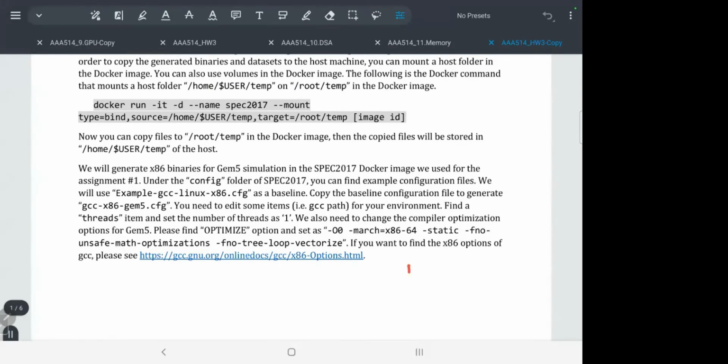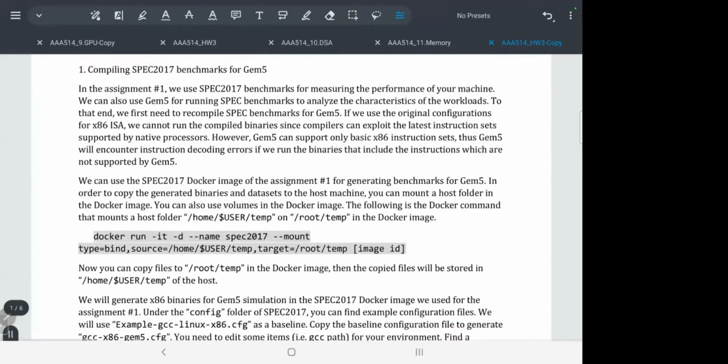Actually, you need to change the baseline configuration for the SPEC 2017 compilation. We will use the O0 optimization level, so it's actually no optimization. Then you need to change the architecture to custom x86-64, which is a native 64-bit x86 ISA. Also, you need to set the static option for GCC. Okay.